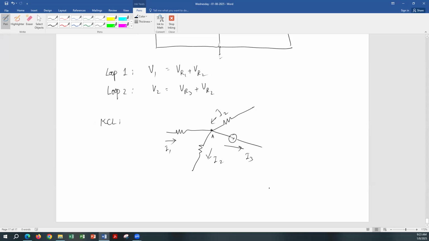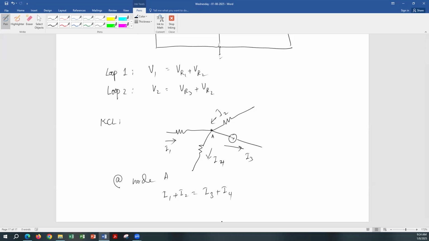Like we did last week, our current going into source 2 was negative. That means the value is correct, but the current actually is coming out of the source. So in this case, if we apply KCL at node A, we have two currents going towards the node, I1 plus I2, and two currents going away, let's call them I3 plus I4. So that's simply KCL. That's KVL and KCL.